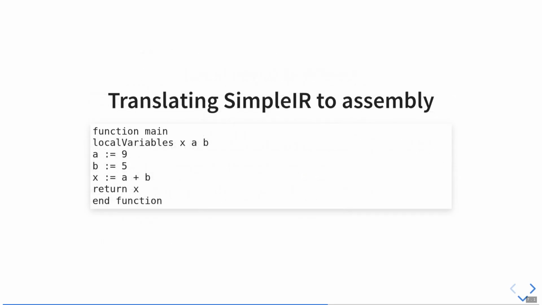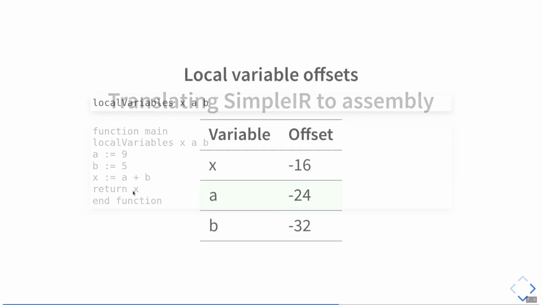All right, so now I think we should look at some examples, and I'm going to show some examples of a stack frame here, and the base pointer and the offsets and everything. We'll go through the whole set of assembly instructions corresponding to this simple IR code step by step. So in this simple IR code, we have a function called main with local variables x, a, and b. A is assigned 9 initially, b is assigned 5, and then x is equal to the result of a plus b. Then we return x and then end the function.